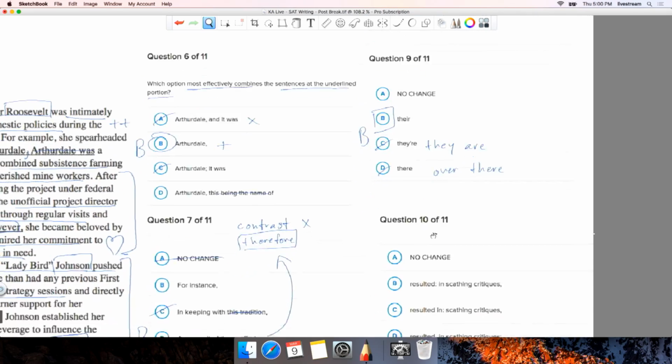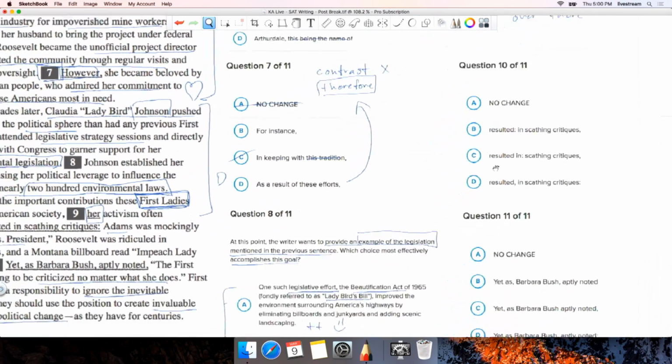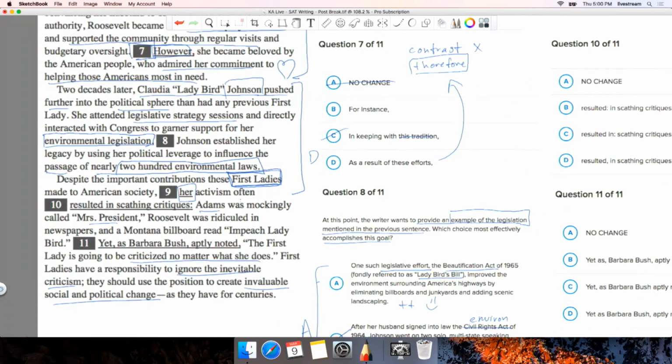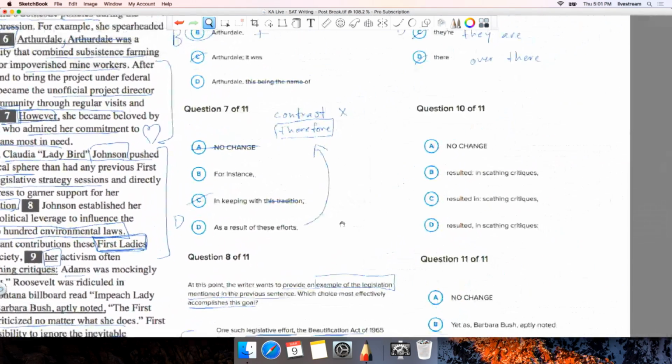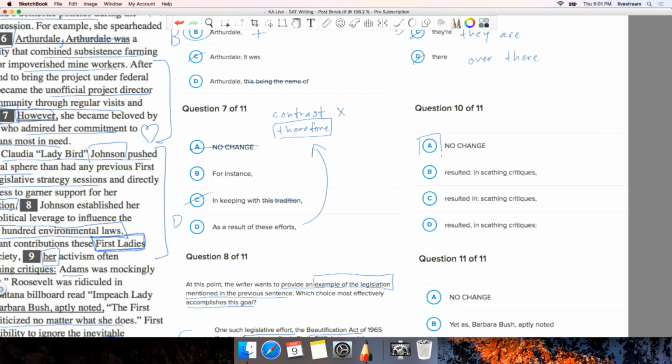Okie doke. And question number 10, let's go back over here. Okay, her activism often resulted in scathing critiques, Adams was mockingly called Mrs. President. Okay, so resulted in scathing critiques. That seems clear, and I don't see an error here with a colon there. And the part before the colon is an independent clause, so that seems right. So I actually don't think there is anything wrong here. So then I can go ahead and go with that.